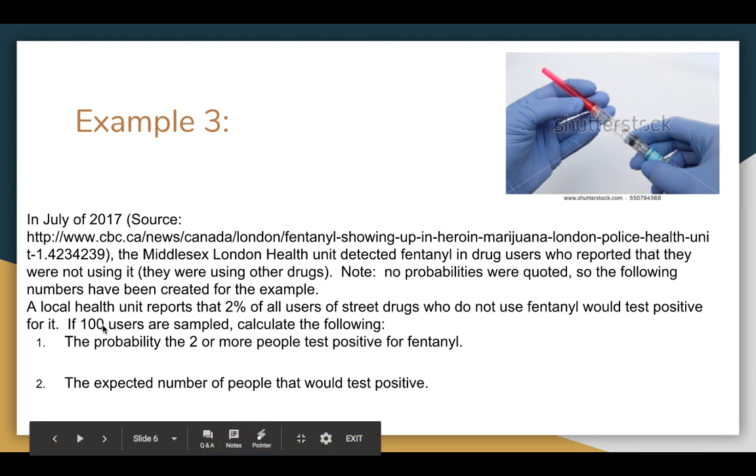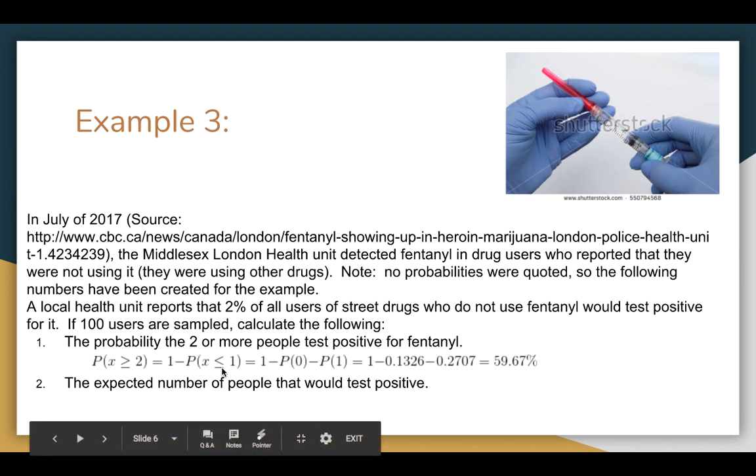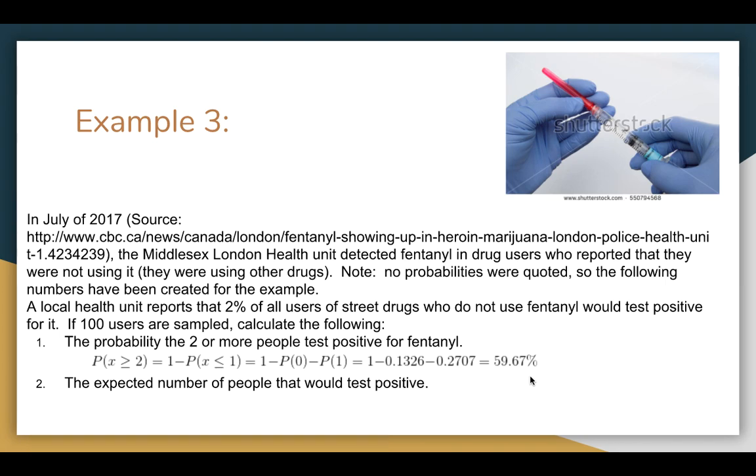So if you have 100 people, what's the probability that 2 or more of those people will test positive? We're not going to do the cases 2, 3, 4 all the way to 100 again. We can use the indirect method. So we're going to use the probability that we're less than or equal to 1. Just subtract the probability of 0 and the probability of 1 from 100%. So you should get 60%. I'd invite you to recreate that calculation on your own, but you should get 60%.